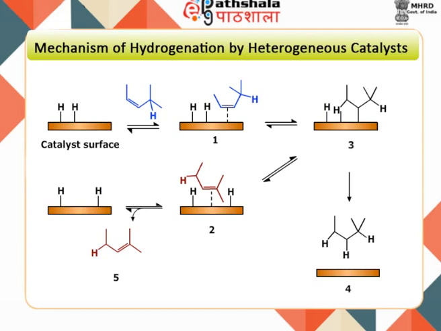Similarly, the formation of allylic deuteration products may be explained when an alkene is reacted with D2 in the presence of Pd catalyst.